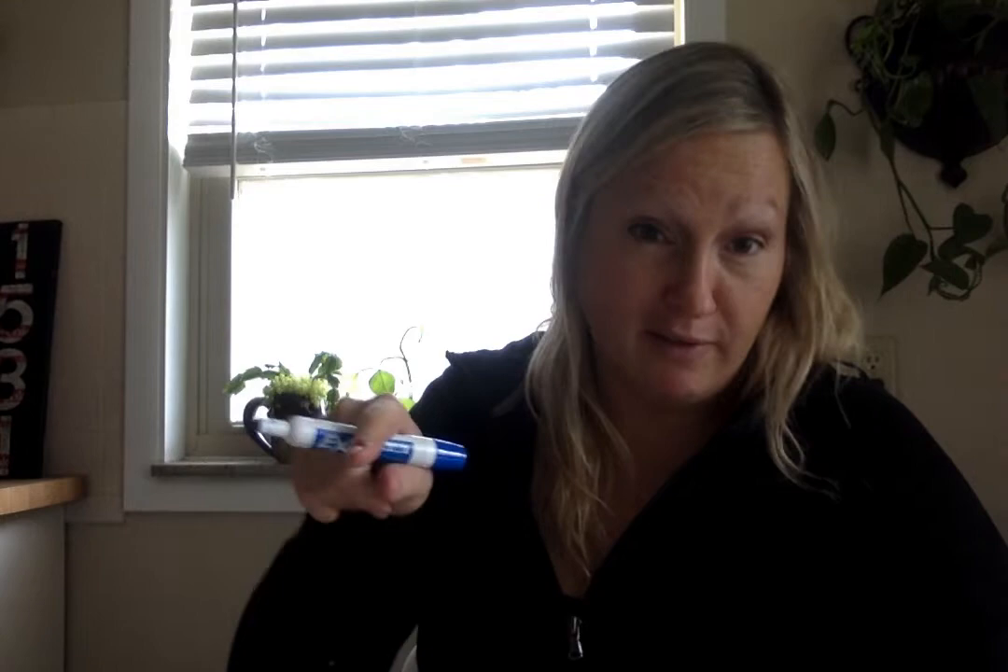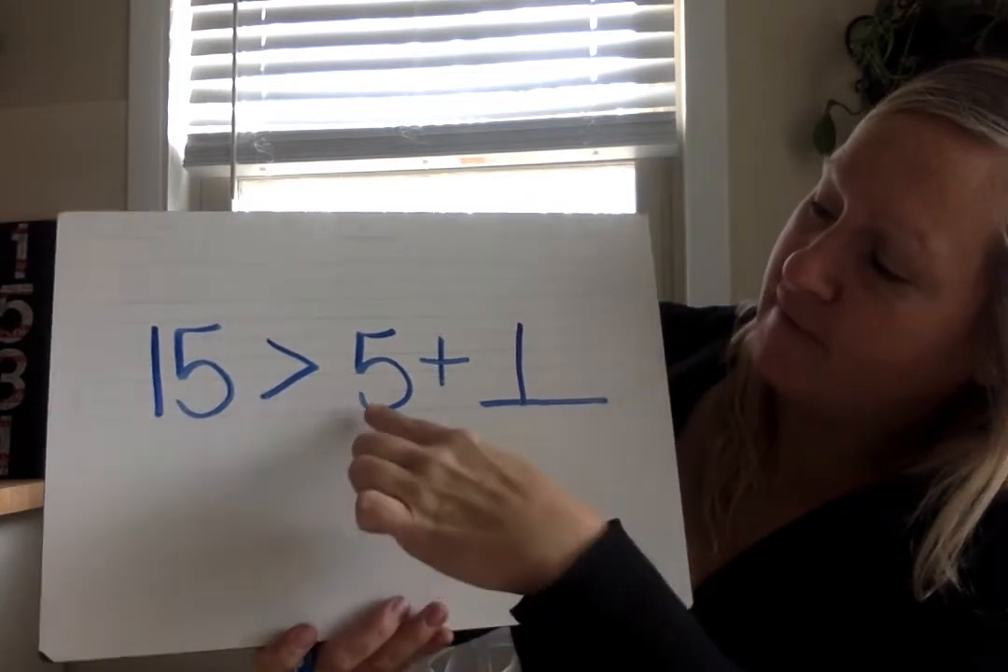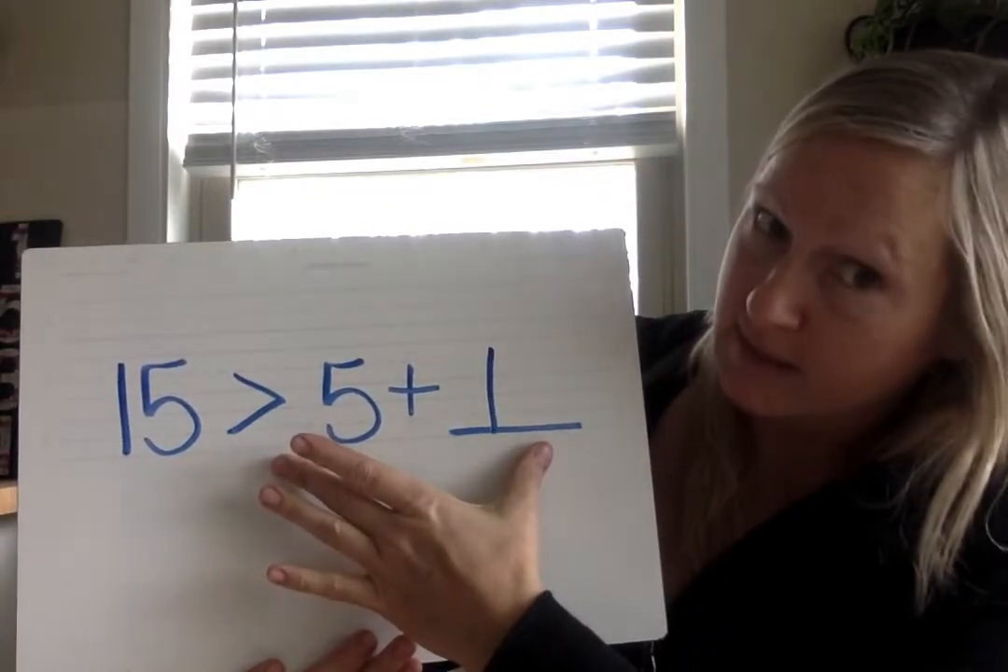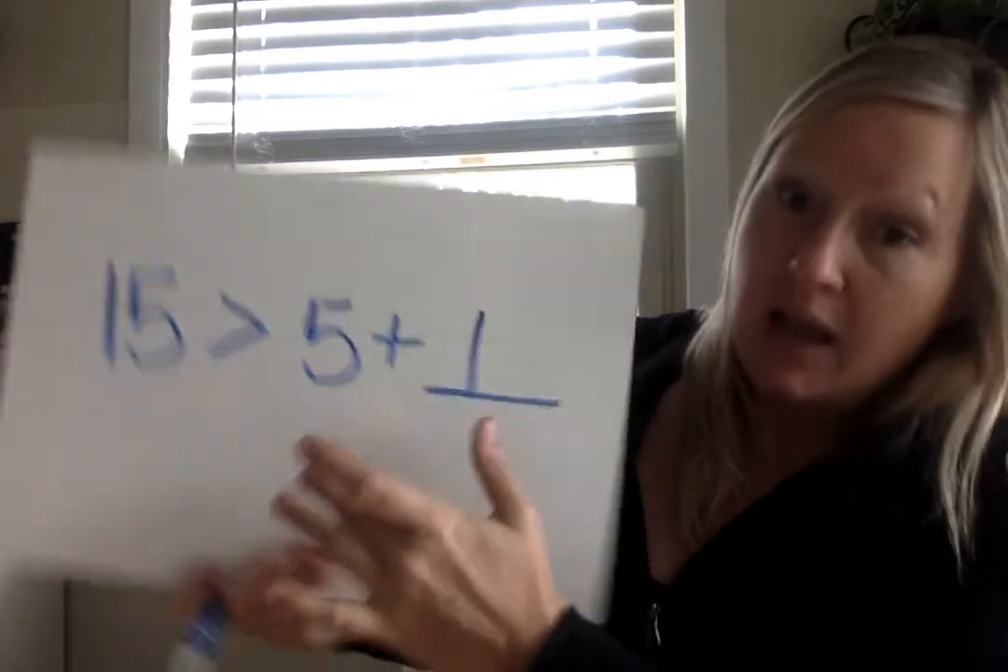You might have been able to tell what I wrote. Let's see if you match and get those bonus points that count for nothing. Ready? 15 is greater than 5 plus 1. What's 5 plus 1 as a group? 6. 15 is greater than 6. All right, on your board, write the biggest number that it could be and still be true.